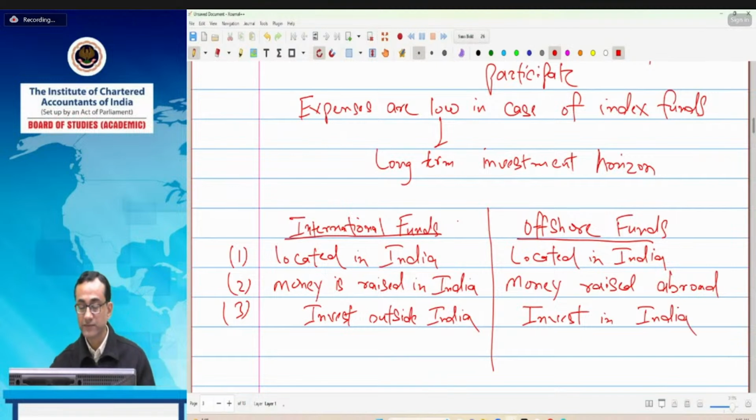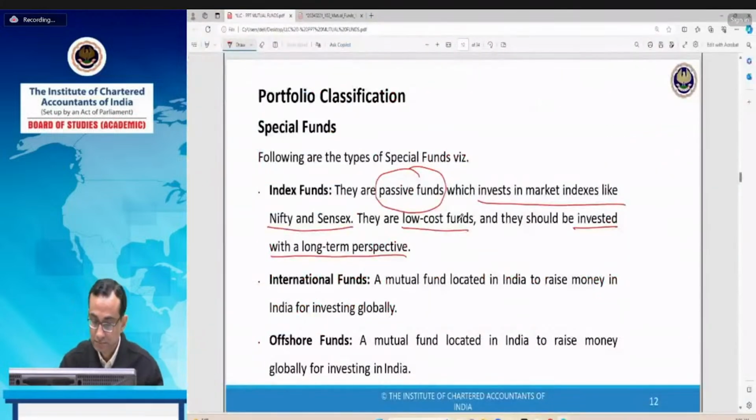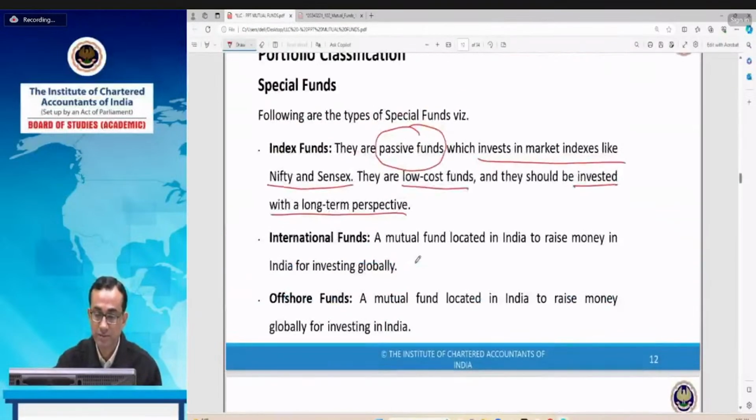I hope now the difference is clear. You can see both international funds and offshore funds are located in India. For international funds, money is raised in India, and for offshore funds, money is raised abroad. International funds invest outside India, and offshore funds invest in India. So that is basically the difference between these two funds. So these are special funds: index funds, international funds, offshore funds. I hope it is clear to you. We'll proceed further.